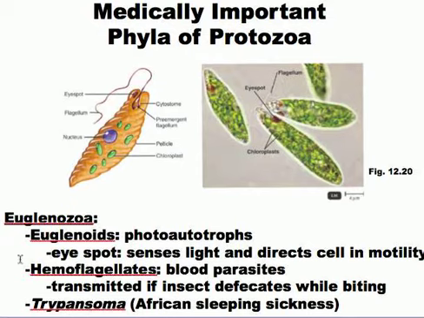So there are hemoflagellates, which are blood parasites, and these tend to be transmitted if an insect defecates while biting. And the Trypanosoma, which causes African sleeping sickness, is a good example of this. So again, the hemoflagellates, the blood parasites, are transmitted if an insect defecates while it's biting a human. And I think that happens more than you'd like to think about or like to know about. So two groups of the Euglenozoa: euglenoids and the hemoflagellates.